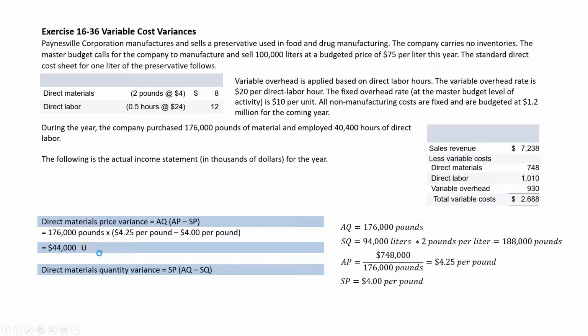But I also recommend just step back and really think about this. I paid 25 cents more per pound. That's not a good thing because that's additional cost I didn't anticipate, so it's unfavorable.